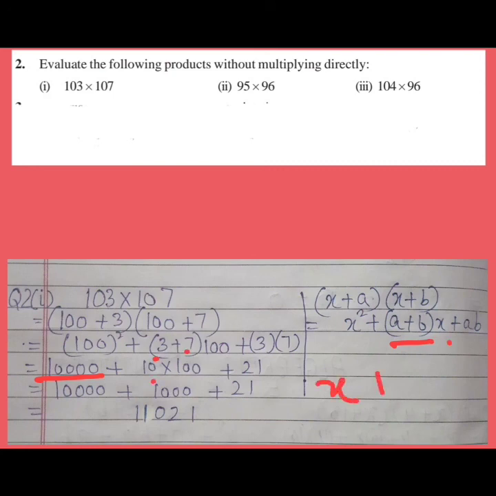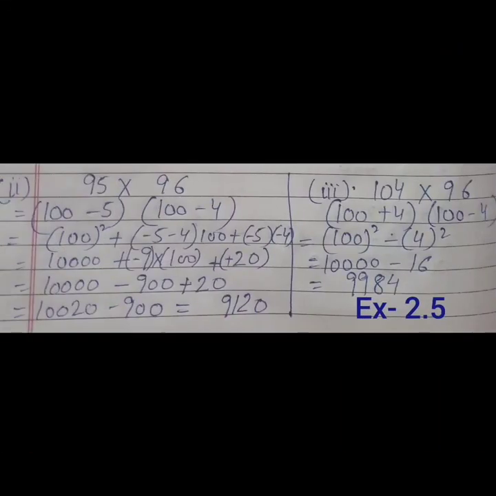X is 100 here, so 10 into 100 is 1000, and ab means a multiply b, so 3 multiply 7 is 21. Now we add all this and we get the final answer. The next one is 95 multiply 96. Again we break these two numbers so that we can apply the identity.